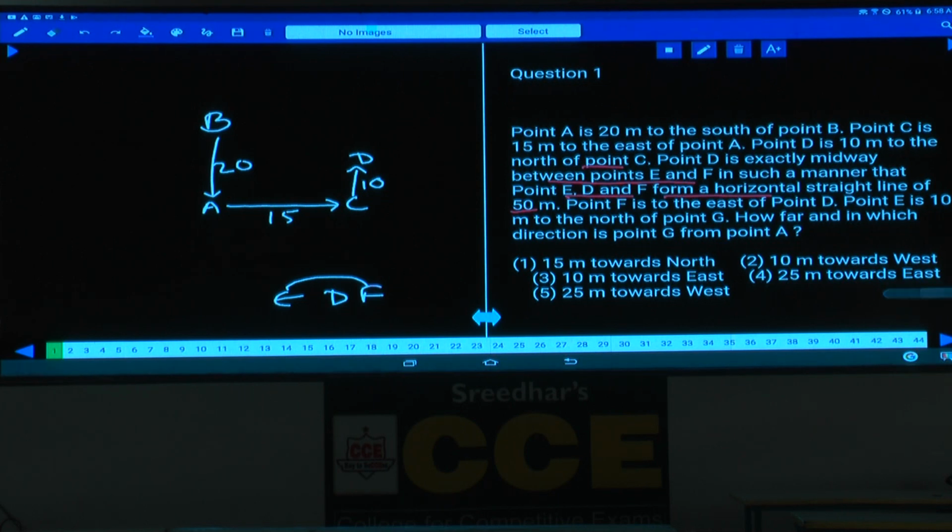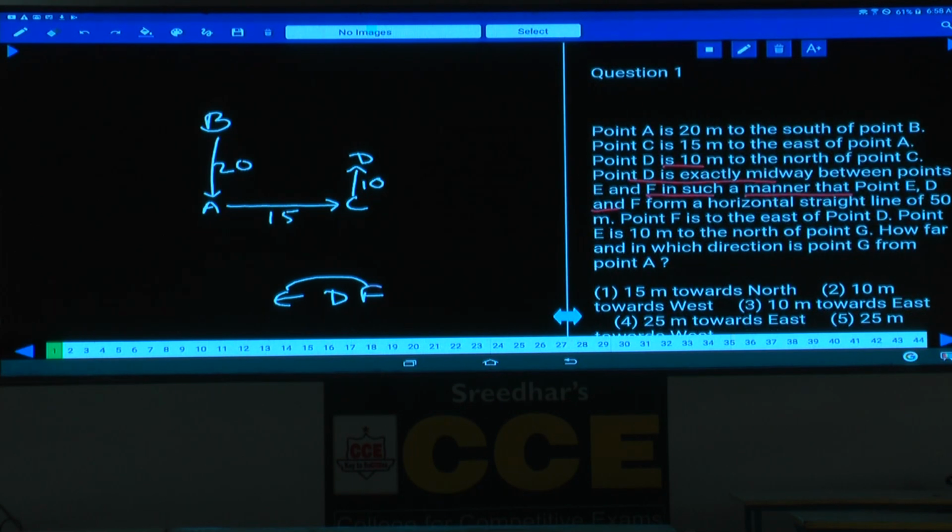50 meters. Then F is to the east of point D. It is clearly given. Now F is to the east of point D. What is the distance between D and F? 25. Because the total distance between E, D and F is 50, out of which D is exactly midway between these two, and the distance between these two will be another 25. Hence E will be somewhere here. E, D, F, the total distance is 25. And F is to the east of point D.